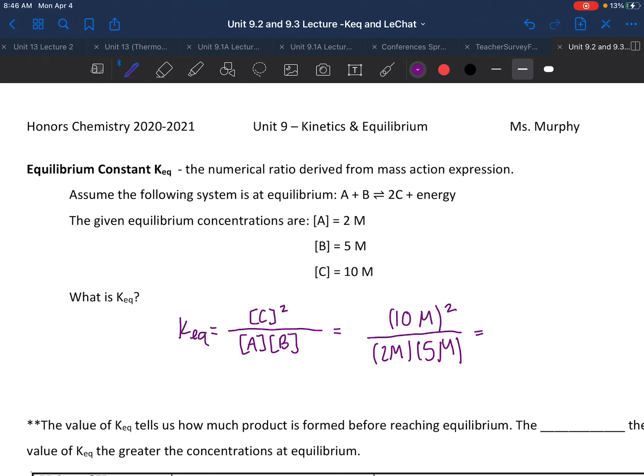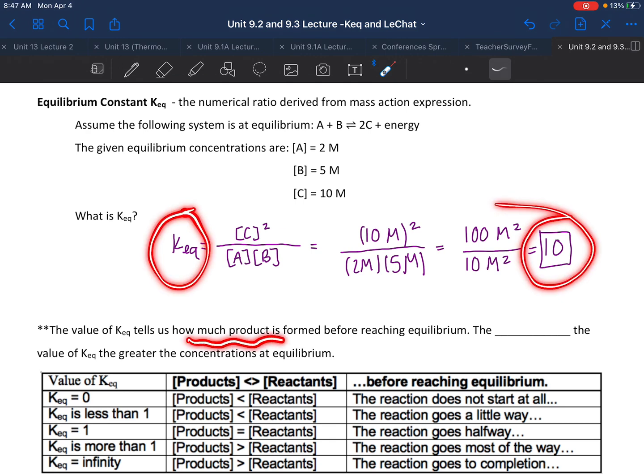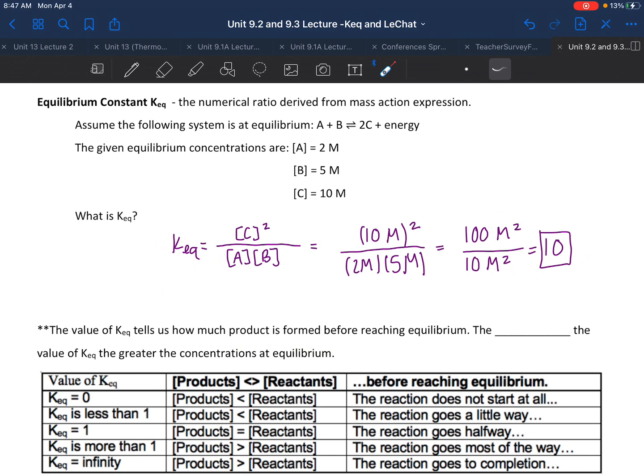So if we were to square everything on top, we get 100 molar squared all over 10 molar squared, giving us the equilibrium constant of just 10. This being a ratio, it's totally cool that it does not have units. Don't expect these to have units. What this value of KEQ is telling us is just how much product formed before we got to equilibrium.